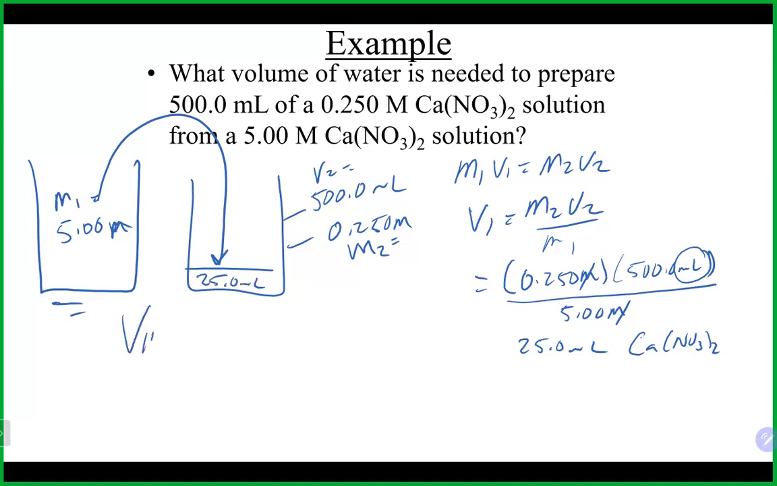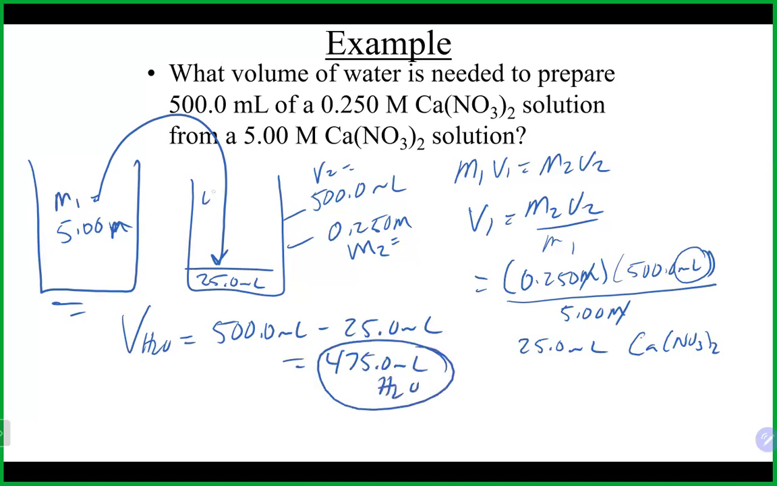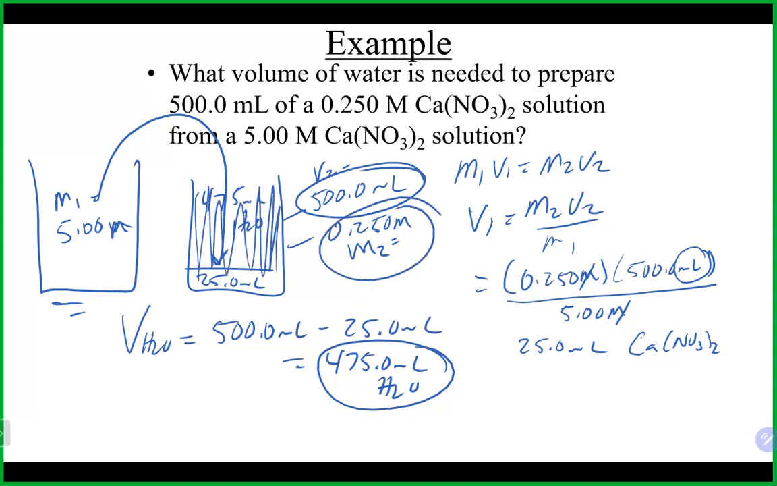So to figure out our volume of water, our final volume here, our V2, which is 500 milliliters, minus how much we already put in there, which is 25. That means roughly there we're going to need about 475 milliliters of water. That will give us our 500 milliliters total. And once again, once you mix that together, you now should be sitting with a solution that has 0.25 molar. Any questions on that one there?